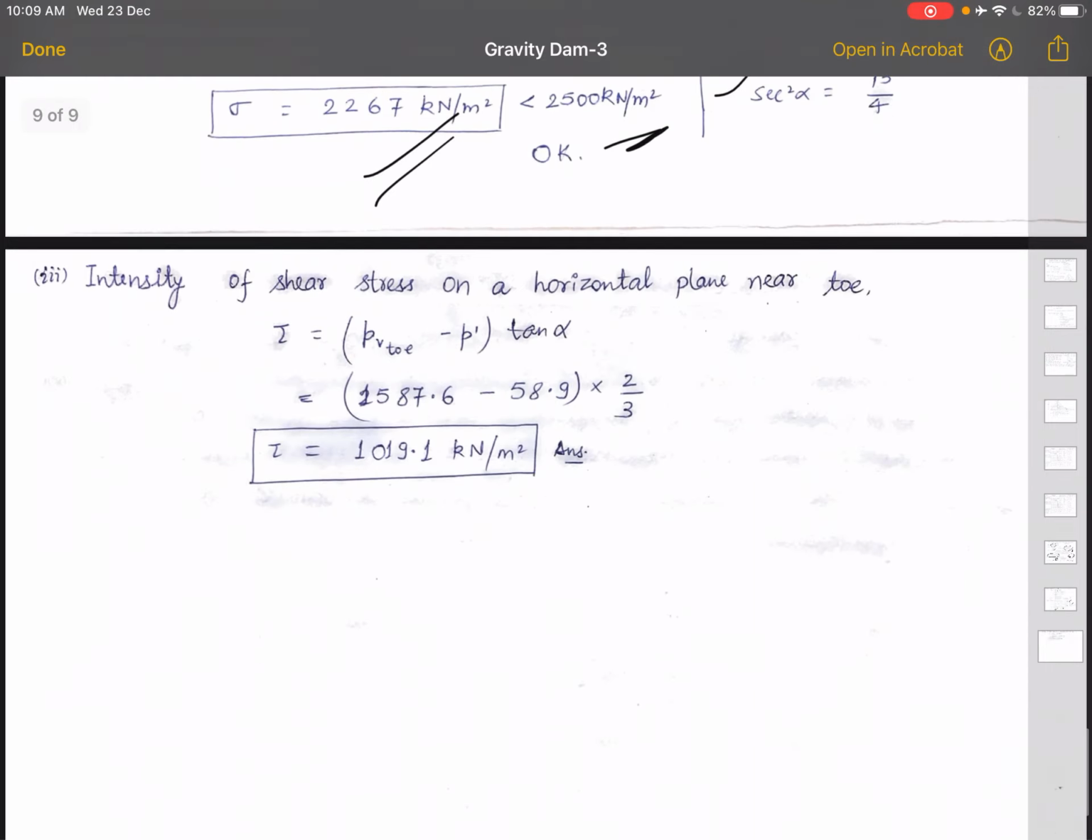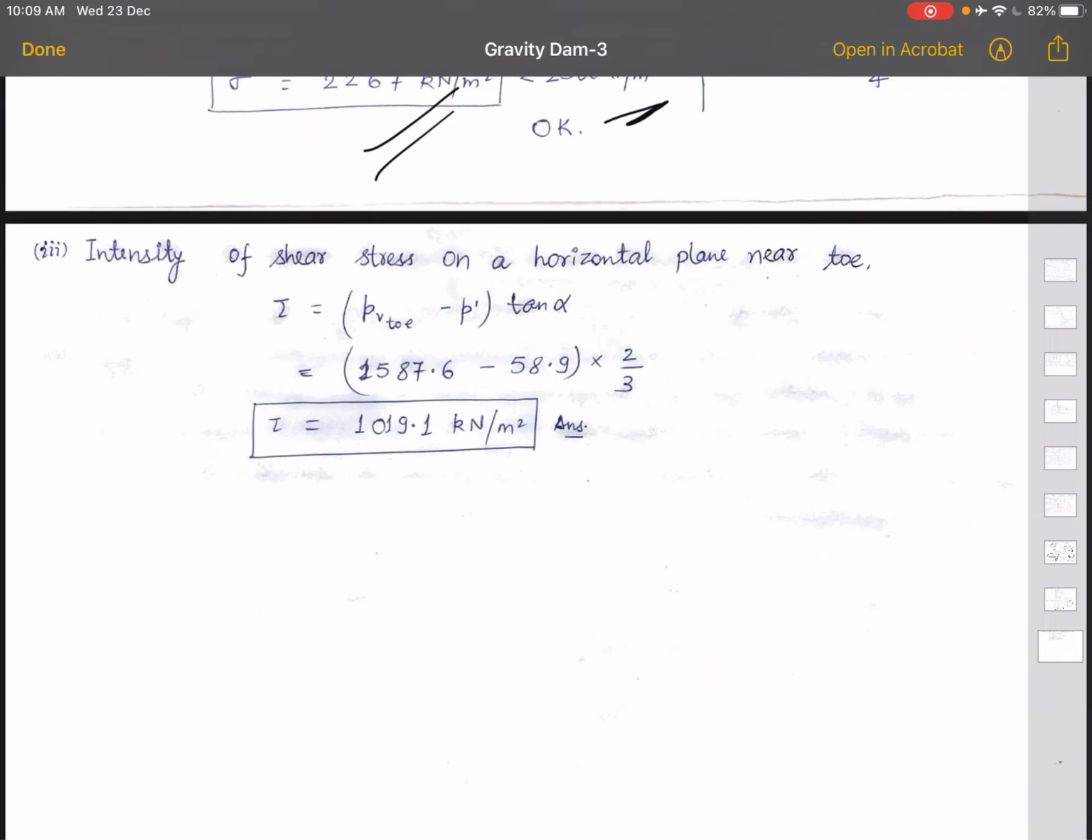Now finally the intensity of shear stress on a horizontal plane. That formula is also there. Every value we have calculated. Just put in the values. It is also coming out to be less than 2500 kilonewton per meter square.